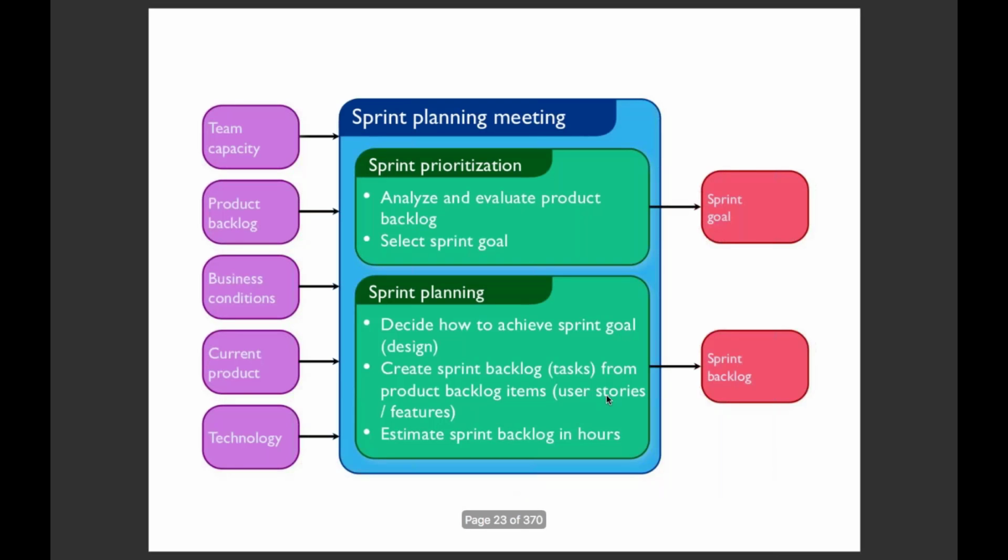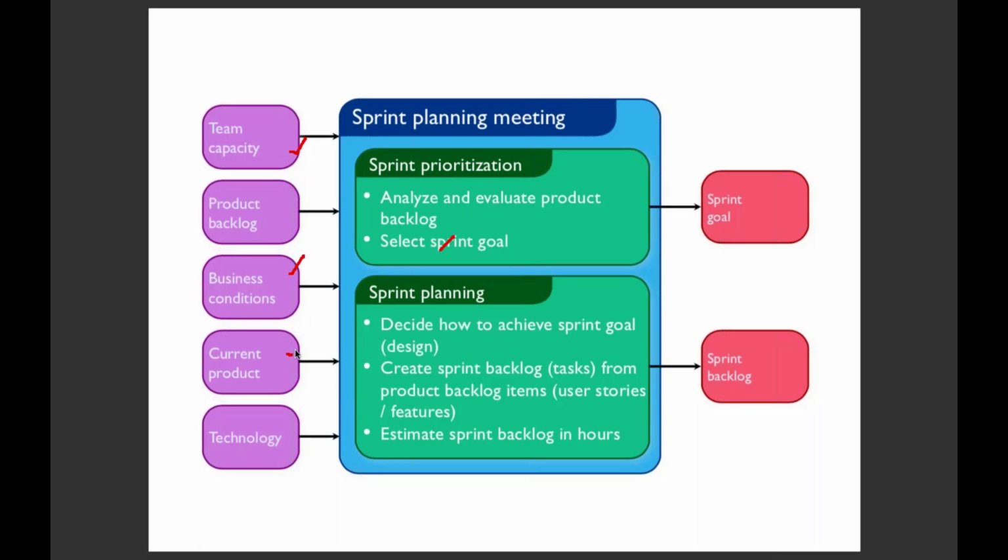So in the sprint planning meeting, they will select the sprint goal, one of the important elements. So they analyze and evaluate the product backlog. What is the sprint goal? This sprint, we are going to deliver payment gateway and add to cart functionalities. And they decide on the team capacity, how many people are available, how many are on leave, right? They try to understand the business conditions.